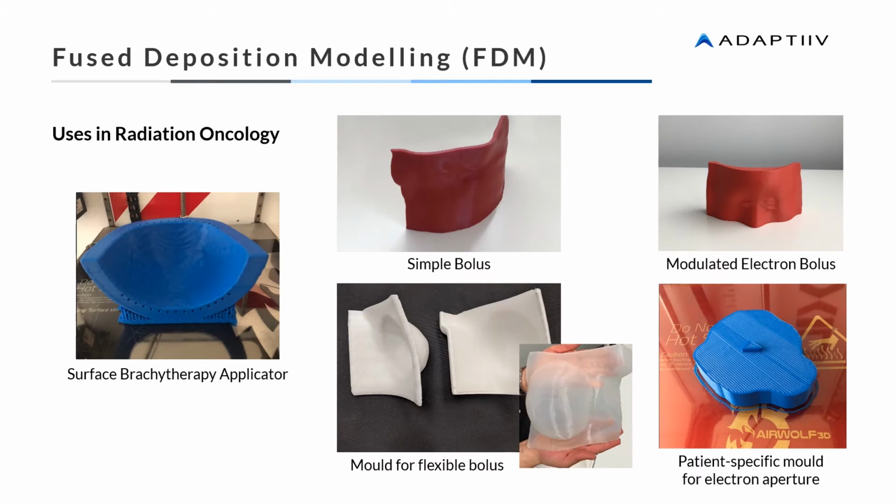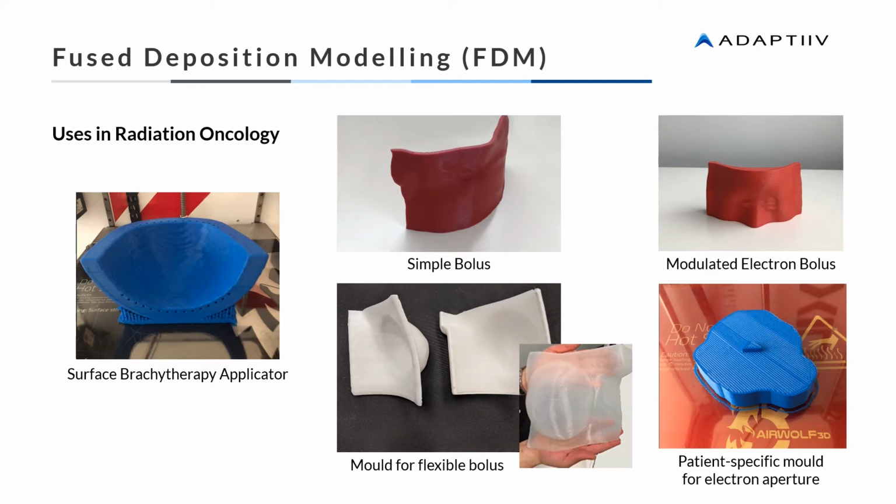The most common use of FDM printers in radiation oncology are for printing bolus, both simple or uniform thickness, and modulated electron bolus, as well as surface brachytherapy applicators. Even though FDM is the simplest out of all the 3D printing technologies, the resulting prints satisfy radiological criteria like print homogeneity and spatial accuracy.